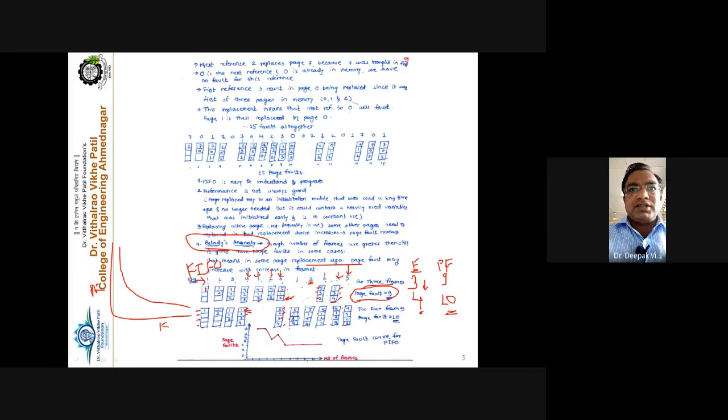So this is the phenomenon: increasing the number of frames also increases the number of page faults. See carefully, this graph you have to draw while explaining this example. It is called the page fault curve for the FIFO algorithm. Number of frames versus number of page faults. For 1 frame, say for example, there are 12 page faults. For 2 frames, there are again 12 page faults. For 3 frames, there are 9 page faults. So this is the 9, and this is the 12, right? This way you can draw this.